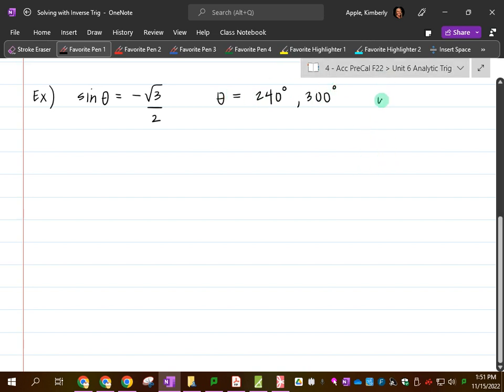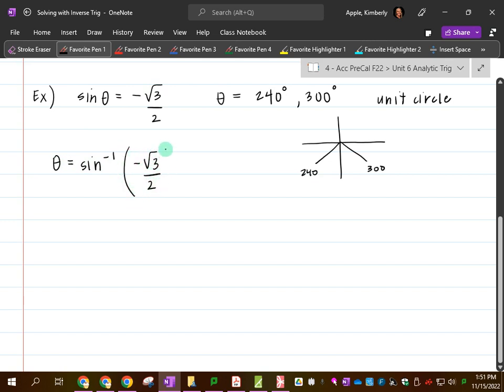Okay, so this is what we found with the unit circle. Notice that 240 is about where? What quadrant? 3. And where is this one? 4. So this one is about 240, and this one is about 300. So notice they are following that symmetric pattern. And so now let's do this. Let's take the inverse. I want you to put this in your calculator.